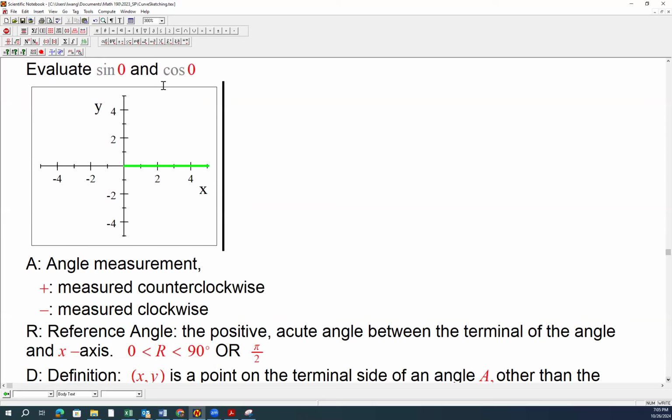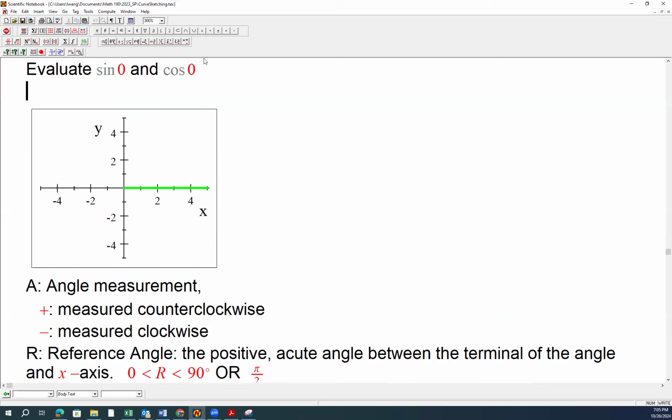So what kind of situation is this? Sine 0. 0 means the angle, so we measure an angle which is 0. That means the angle measurement is 0. So when we measure 0, we basically start here and end here. So this is the terminal side of angle 0.